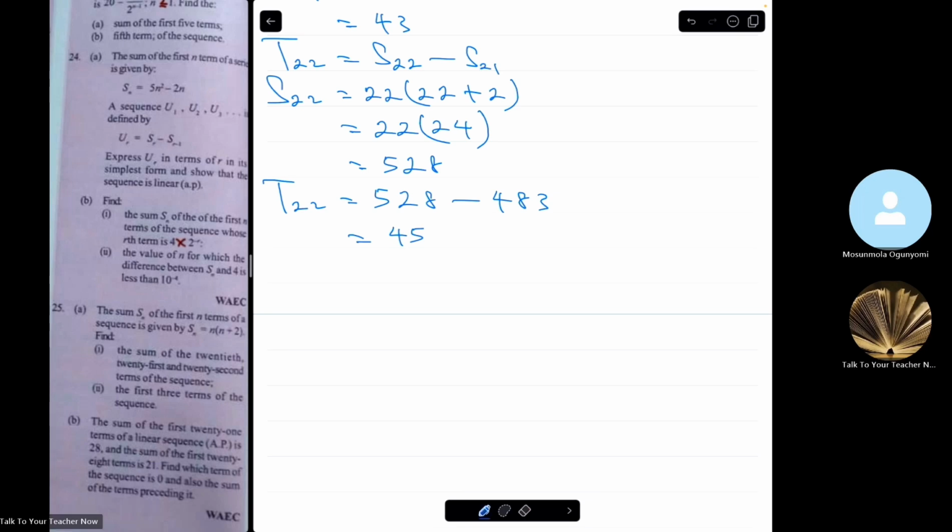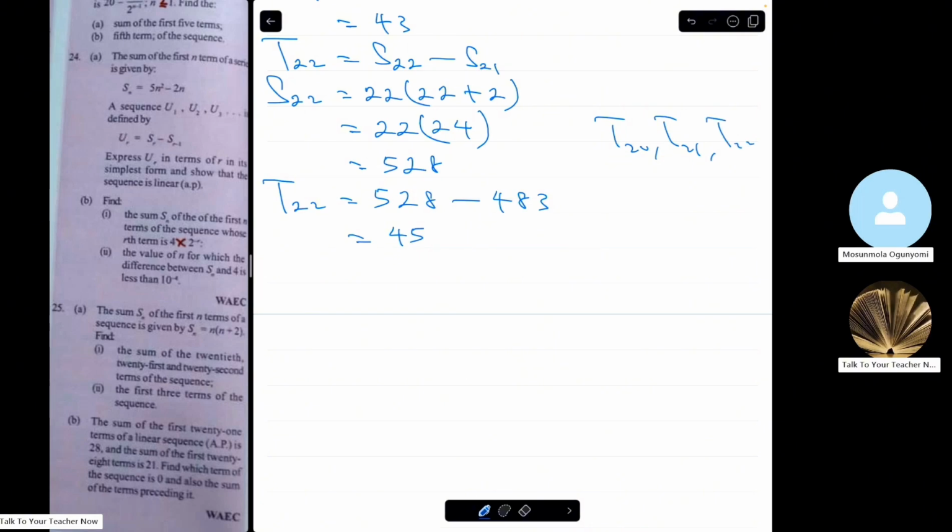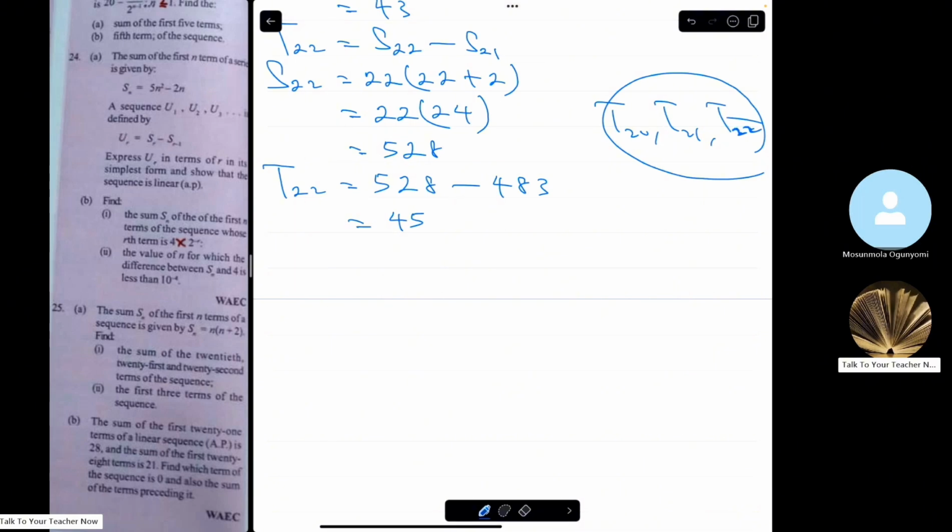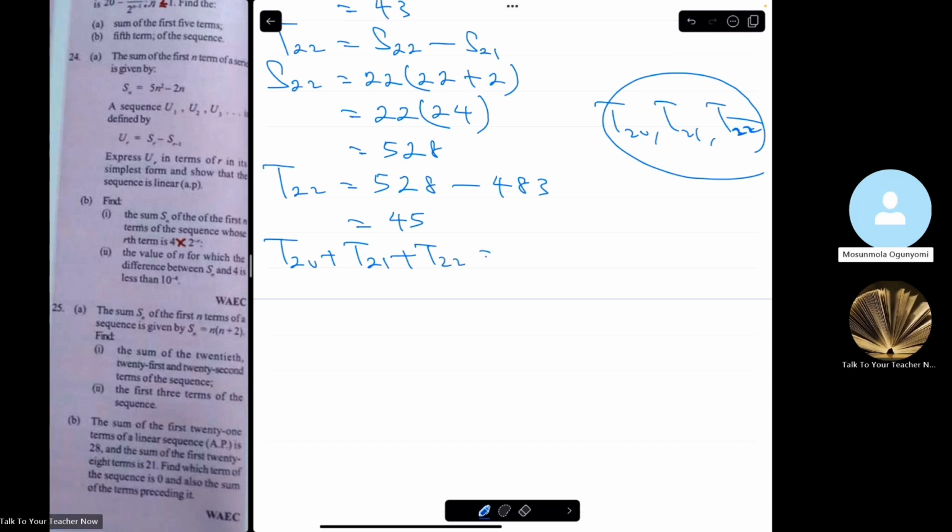Beautiful. So we have the terms now: T20, T21, and T22. What did they say we should find? The sum. So we can say T20 plus T21 plus T22 will be equal to what? 41 plus 43 plus 45.